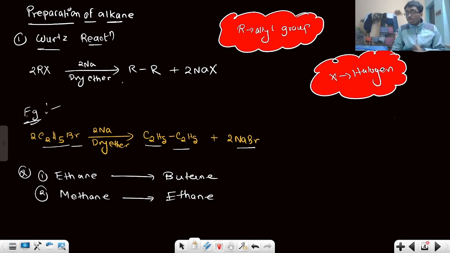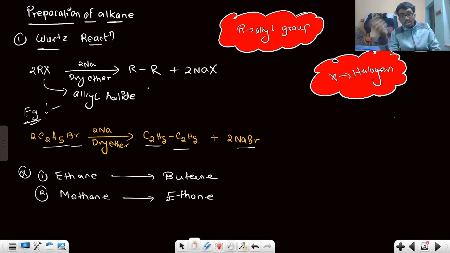Now, ethane to butane will not only involve Wurtz reaction. Why? Because we are not converting one alkane to another alkane. If you see clearly, we are having one halide, this alkyl halide. So we are converting alkyl halides to alkanes. But in the question I have given ethane to butane. That means this side also alkane, that side also alkane. Now you cannot convert alkane to alkane directly. Then you have to first do alkane to alkyl halide.